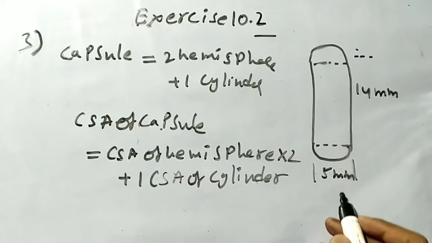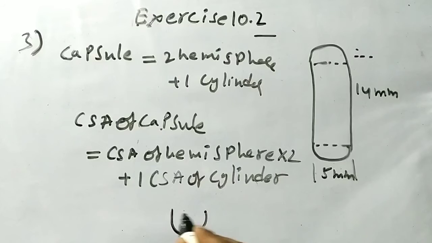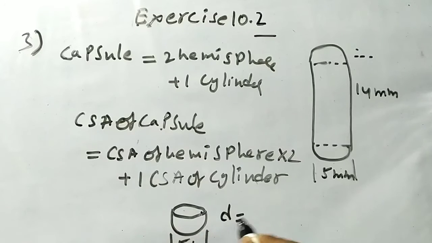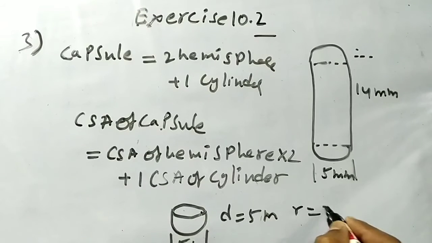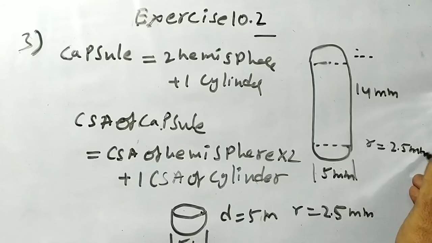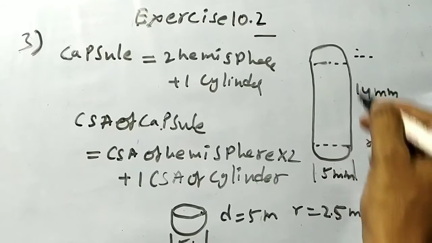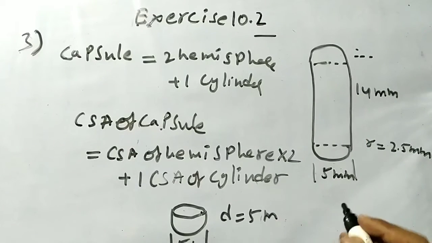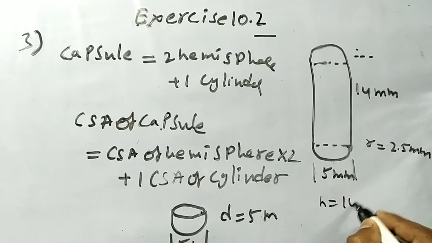Here, if we consider this hemisphere, nothing but in this way, it is a hemisphere. The diameter is equal to 5 mm, so r is equal to 2.5. This 2.5 mm is the radius. So we got r is equal to 2.5 mm, and the 14 is the length of the cylinder. So we have h is equal to 14 mm.